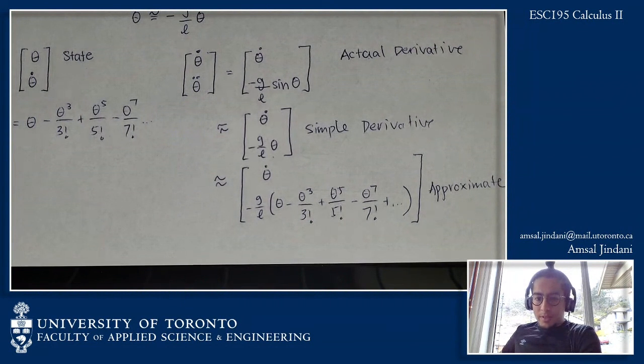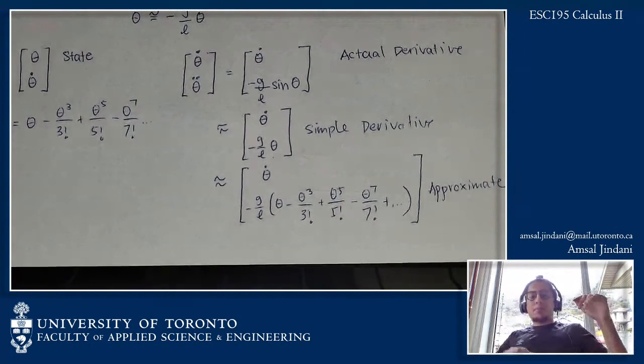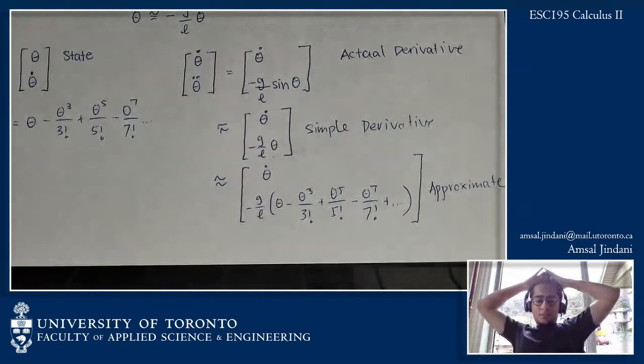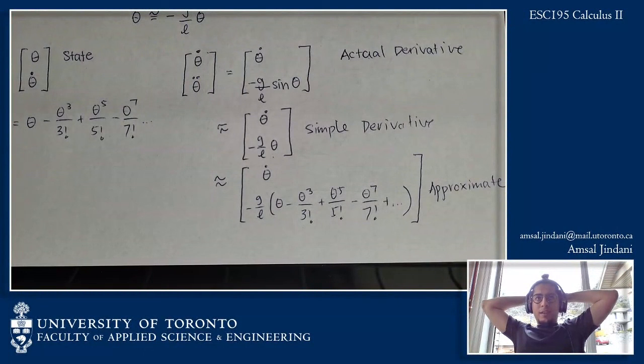Why did the Taylor one break at 180 for the animation? Let's see. Let me look at the graph. The graph never lies. I say it broke due to the fact that our Taylor series expansion doesn't match the value of sine that well when it's close to 180 degrees.